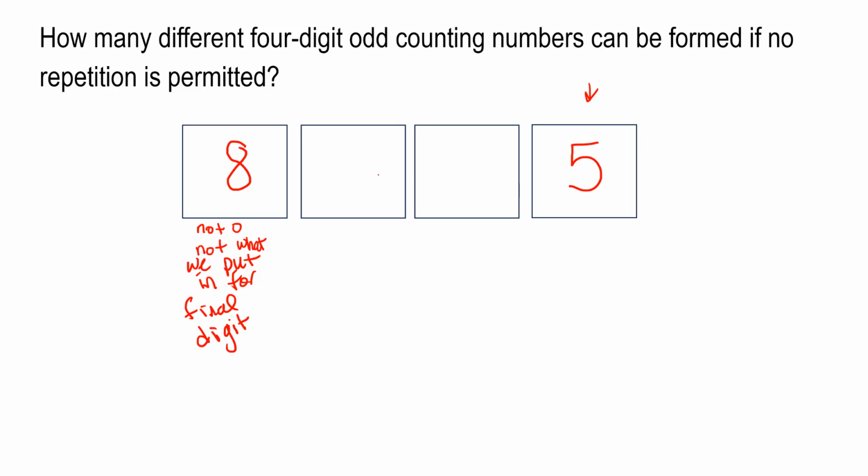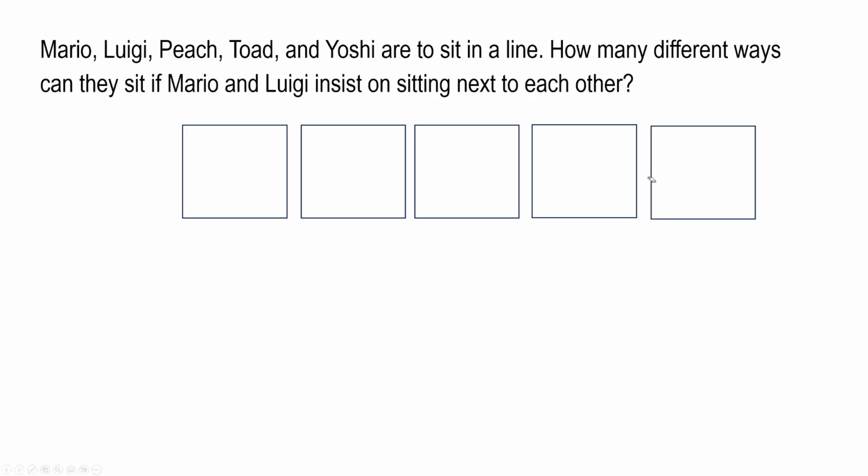So 8. The other 2 boxes can be any digit we want. There are only 8 digits left because we used 1 for the first digit and we used 1 for the last digit, and there's no repetition. So 8 for this part and 7 for this one. So 8 times 8 times 7 times 5. So that's 2,240 possible 4-digit odd counting numbers with no repetition.